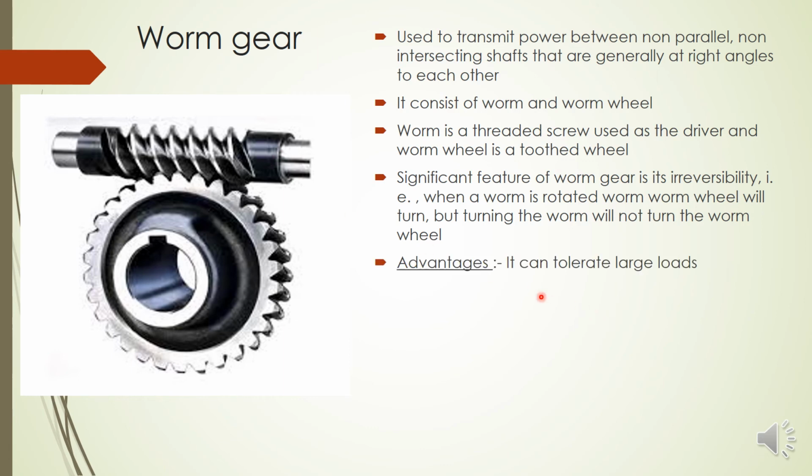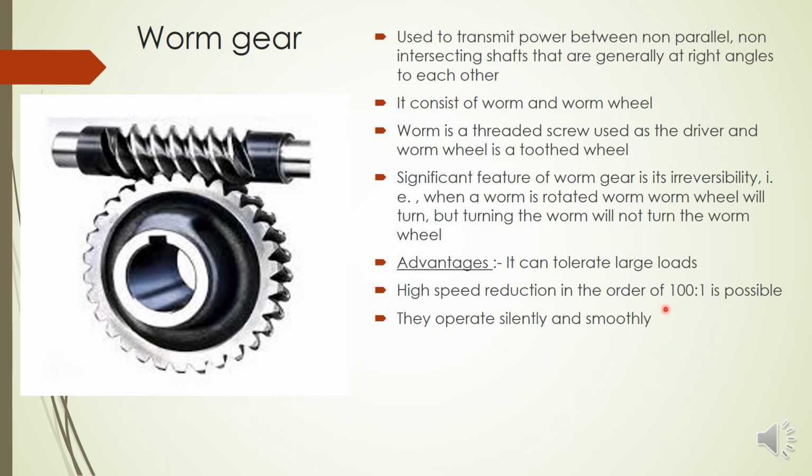The advantage is that it can tolerate very large loads, and this is the main advantage. It can be used for speed reduction in the order of 100:1. So if you want to reduce a very high speed to a low speed in the range of 100:1 or 150:1 or above, it is possible with this worm gear. High speed reduction is possible in worm gear. And it can operate silently and smoothly compared to bevel gear and other gears.